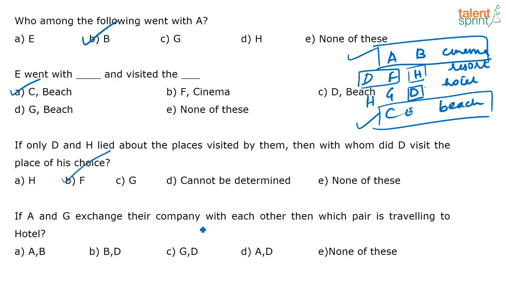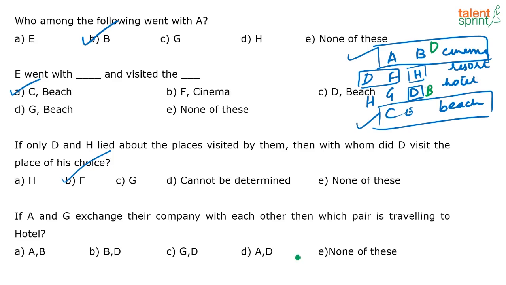If A and G exchange their company with each other, then which pair is traveling to the hotel? So if A and G exchange their pair, what will happen? A and G are exchanging their pair, means D will come here and B will come here. So who are the ones who are going to the hotel now? G and B should go to the hotel. Which is that there in the option? It's not there, no?